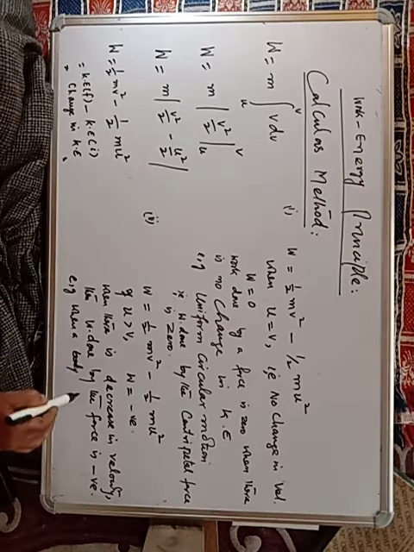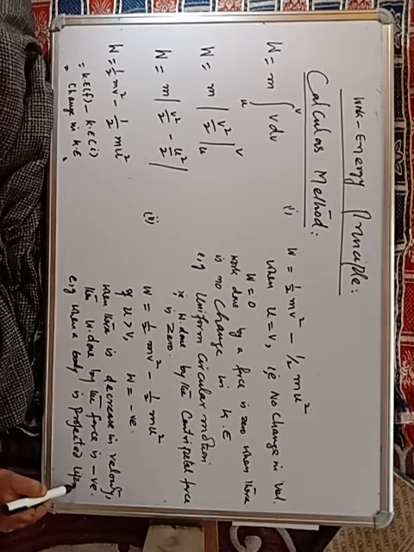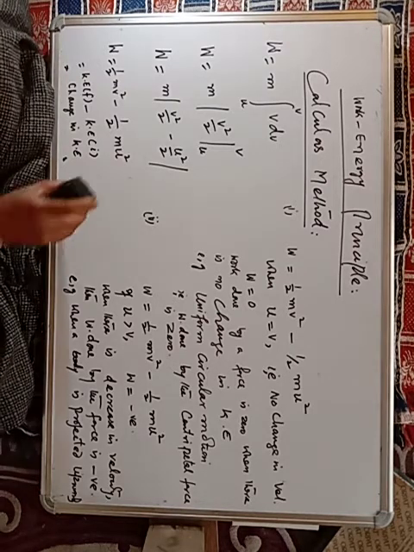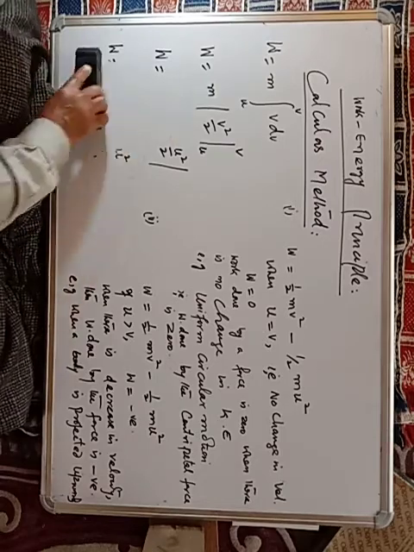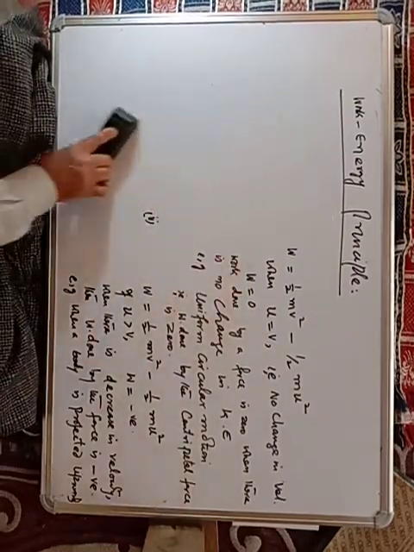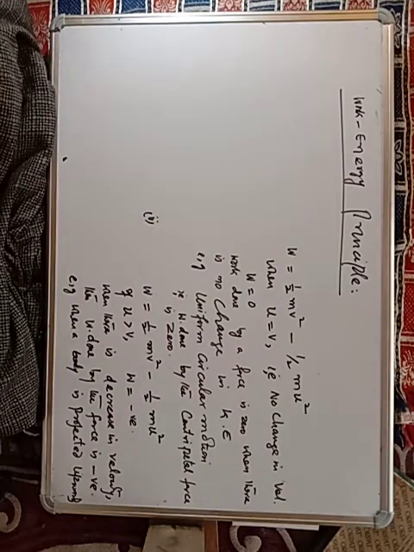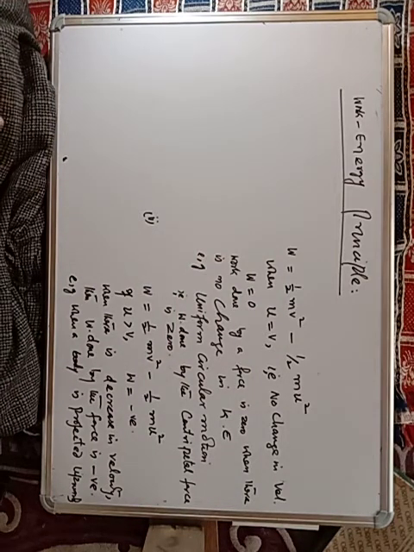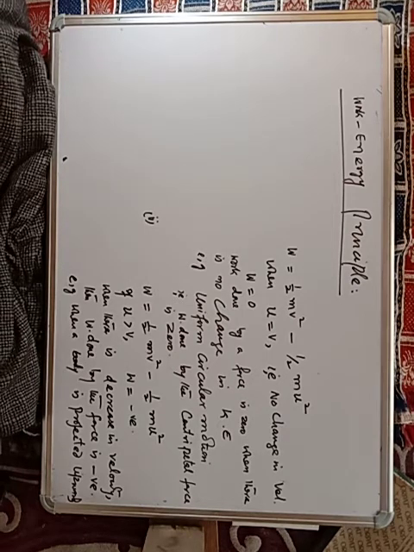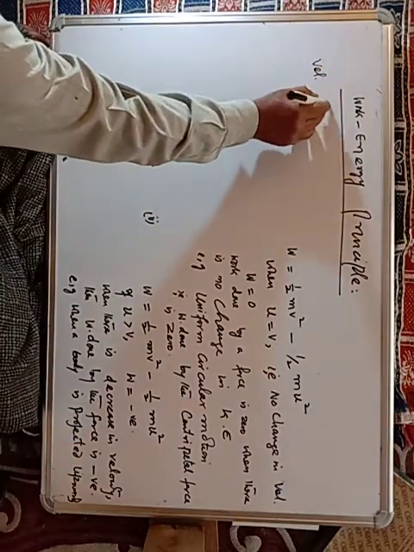For example, when a body is projected upwards, what is the work done by the gravitational force? Now you understand for yourself: when a body moves upwards, does its velocity decrease or increase? Decrease, because it rises up to a certain height and then it falls backwards. So when a body is projected upwards, velocity decreases.